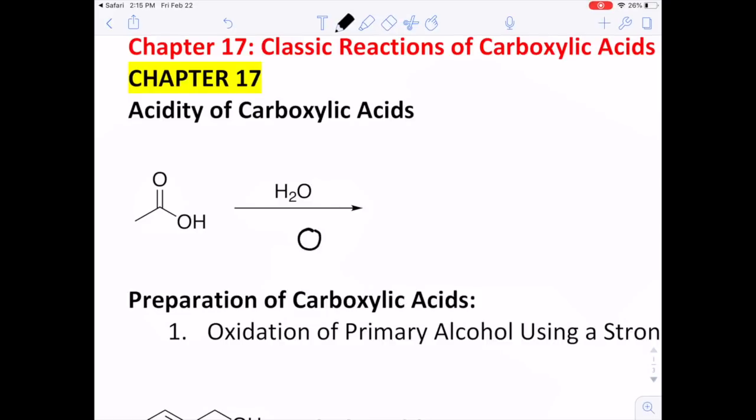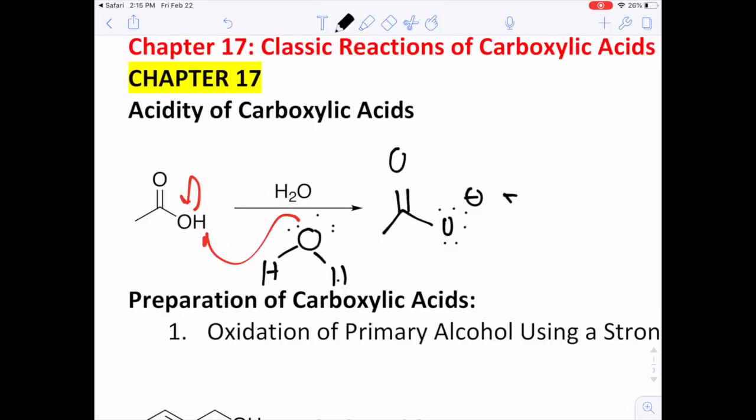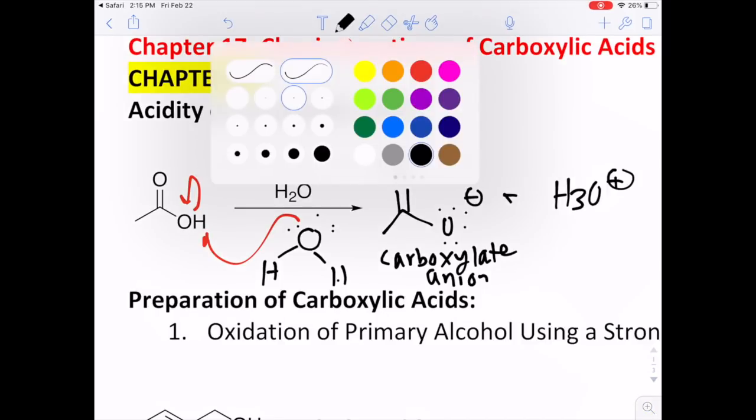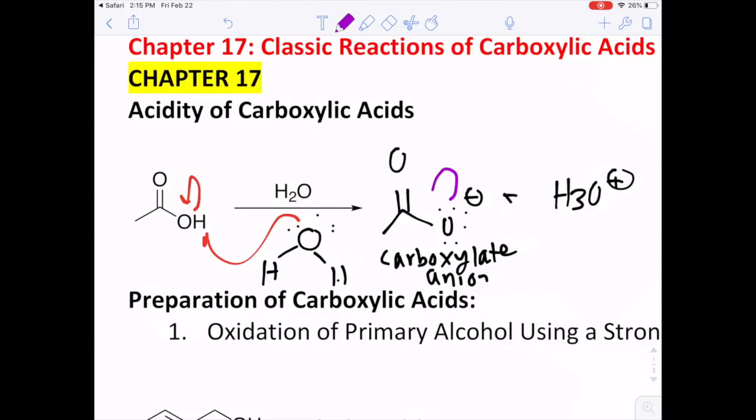Mechanistically, if you were to draw in this Lewis structure of water, we could expect that a lone pair would grab a hydrogen off of there and push that on top. So the end product would be something like this. I just wanted to note that this anion is called a carboxylate, the carboxylate anion. And that carboxylate anion is actually resonance stabilized. I'll draw the resonance arrows in purple: I can push these lone pairs in and kick that up, and the alternative resonance structure would be something like that.